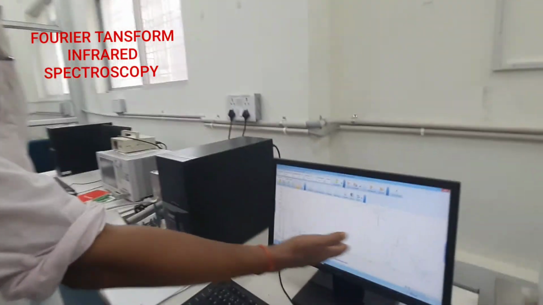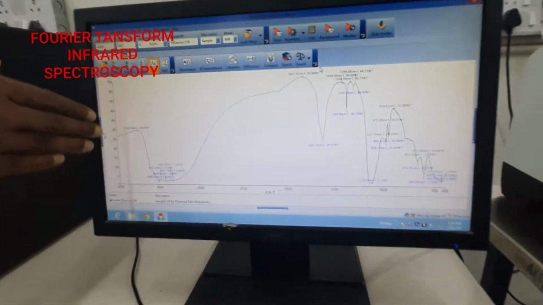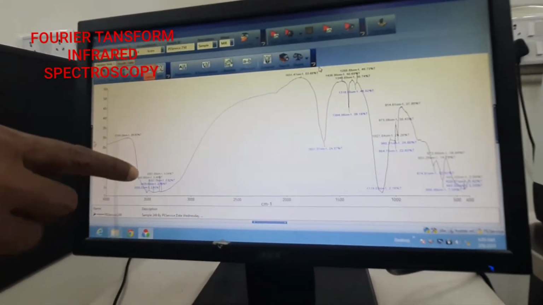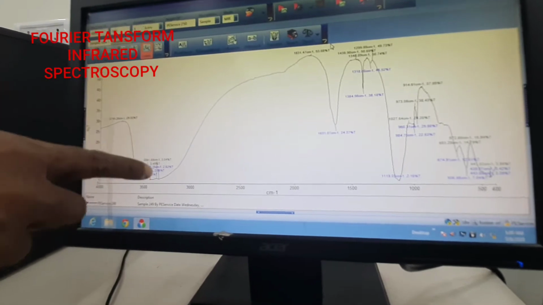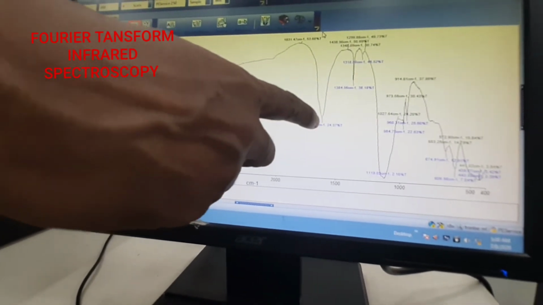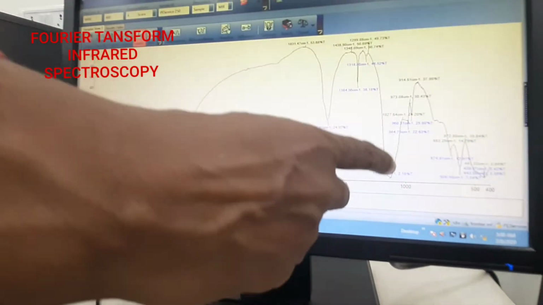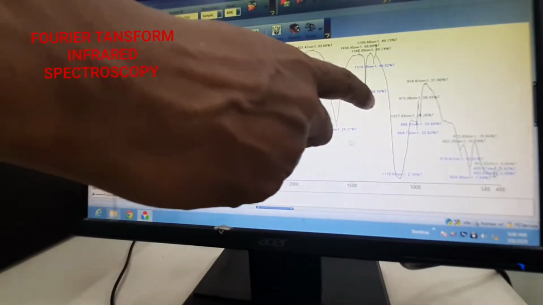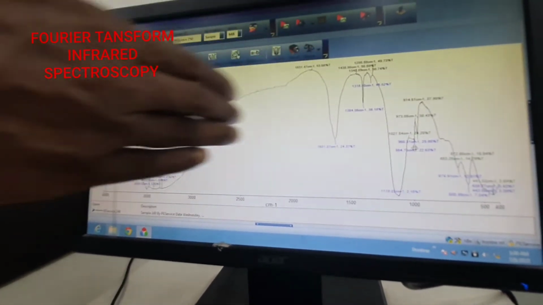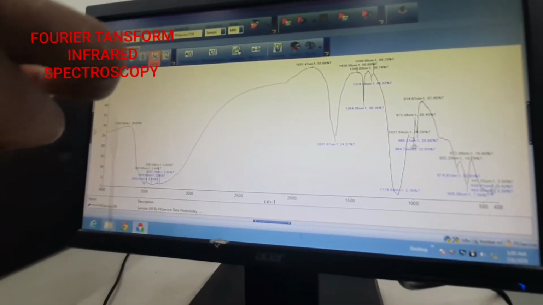You see here the x-axis is the wave number and the y-axis is the percentage of transmittance of the sample. We see the various peaks on the sample. These are the percentage of transmittance peaks here, and these peaks here, and these peaks here. These peaks represent the vibrational frequency of the atoms of a material inside the crystals.